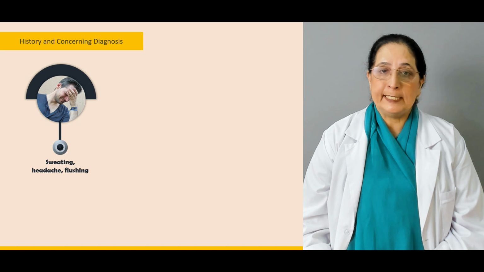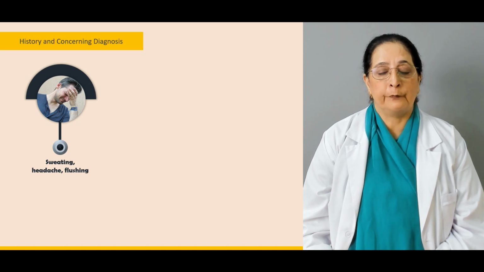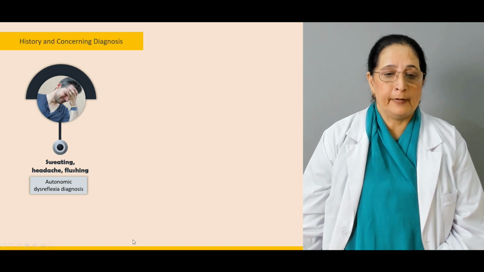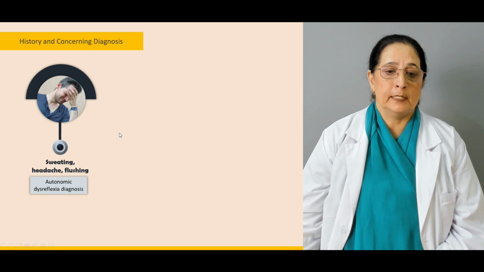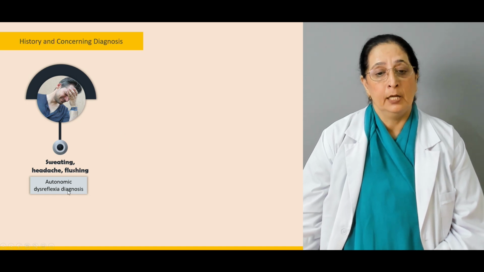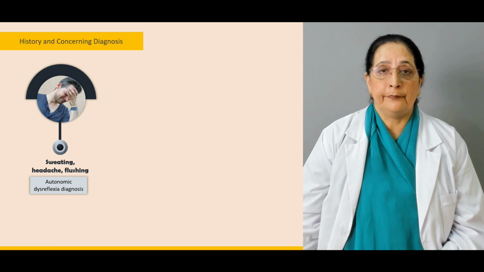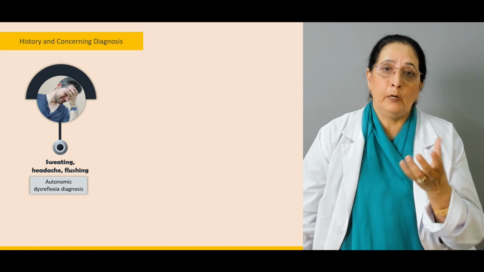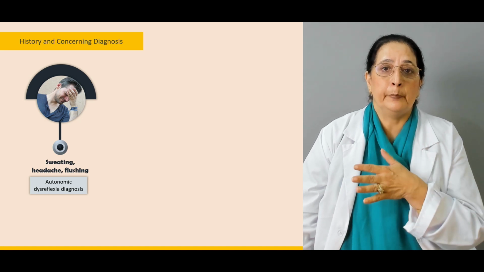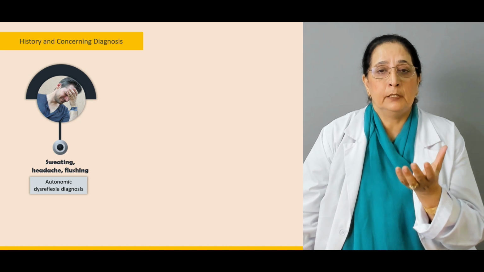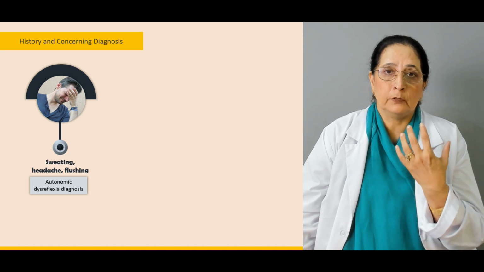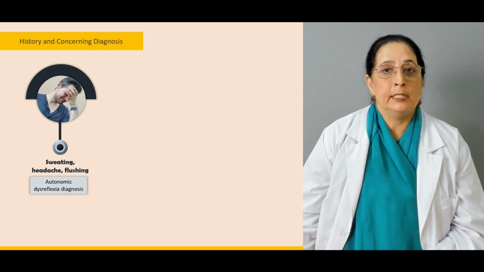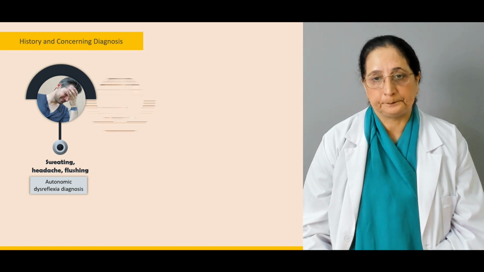Next, sweating, headache, and flushing. This is due to autonomic dysreflexia. If there is sweating, headache, flushing, it is due to the diagnosis of autonomic dysreflexia. We already mentioned that normal bowel function is associated with the peripheral nervous system, which is the autonomic nervous system also. So autonomic dysreflexia presents with sweating, headache, and flushing.